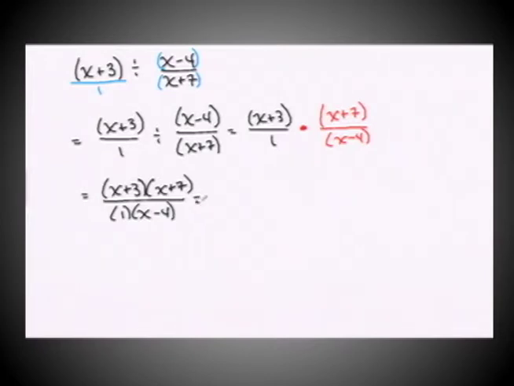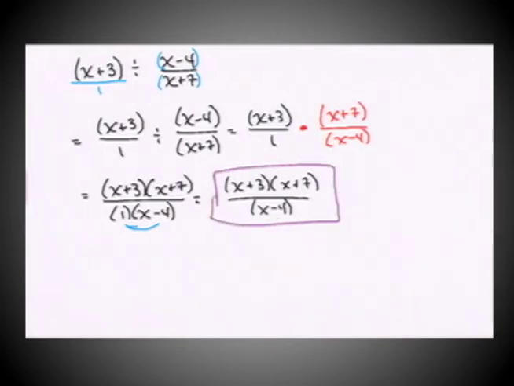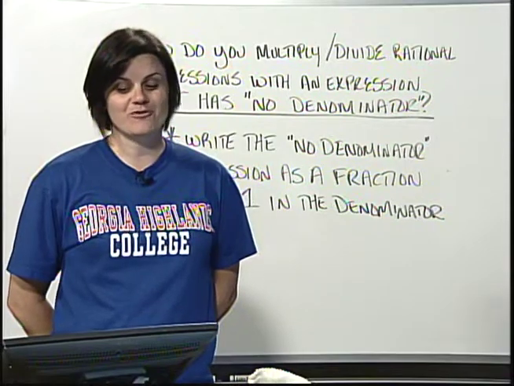And the last step is to simplify any common factors in the numerator and the denominator. We don't have any, so the only other thing that I would do is multiply this 1 by both the x and the negative 4 there. And we know that that doesn't change anything, so we're left with x plus 3 times x plus 7 divided by x minus 4. So there is our final answer for dividing by an expression that has, quote unquote, no denominator. So I hope that this has been helpful for you.